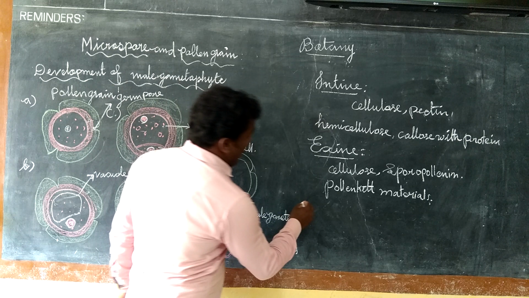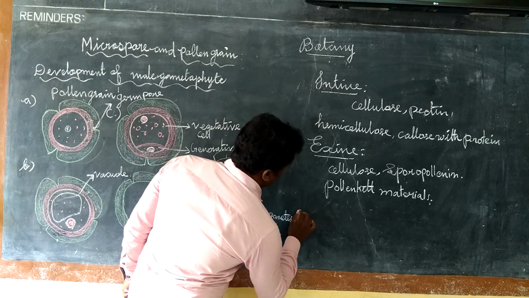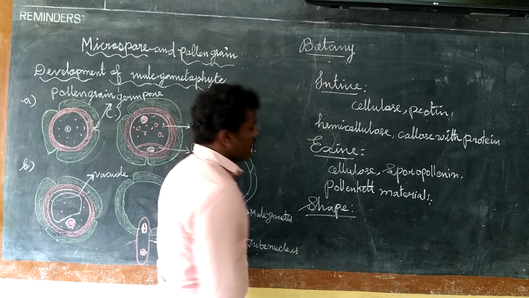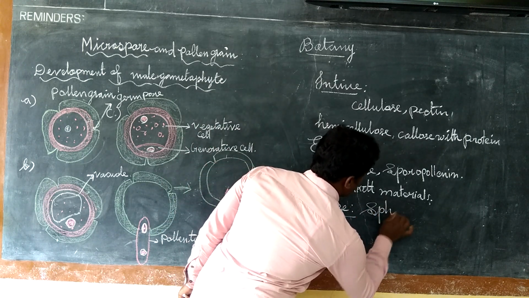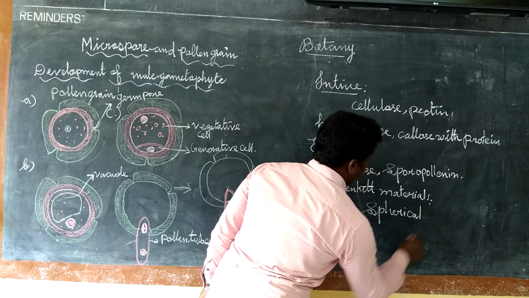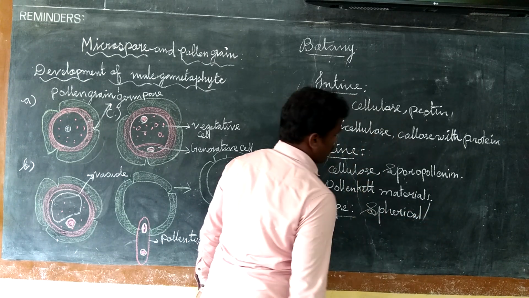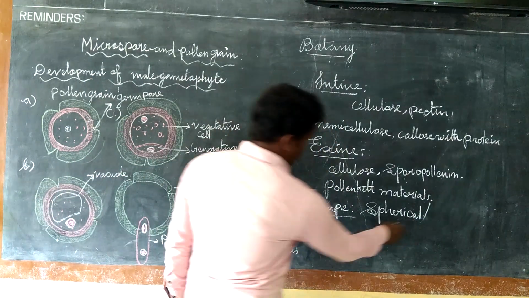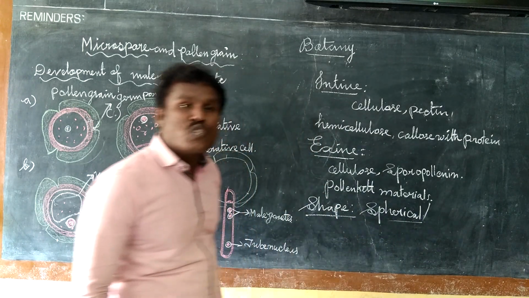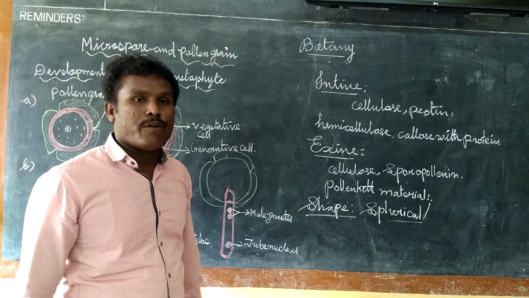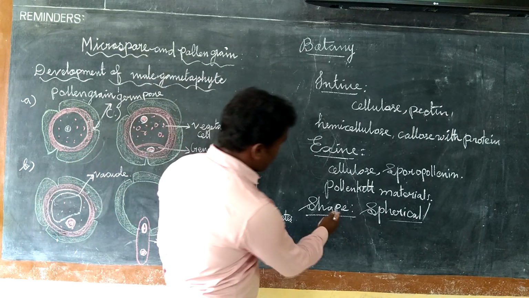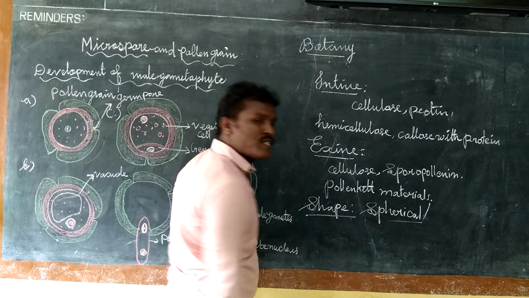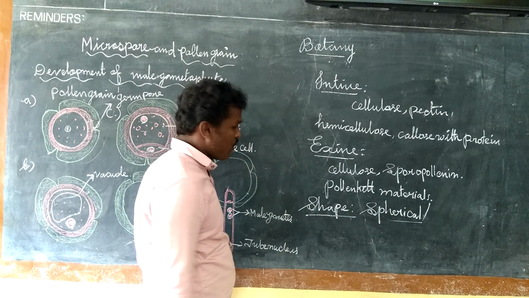Then the next one, the size and the shape of the pollen grain. The shape of the pollen grain is spherical, or ovoid in shape. Then globose, ellipsoid, fusiform. So there are different shapes in pollen grains. The most common is the spherical form.